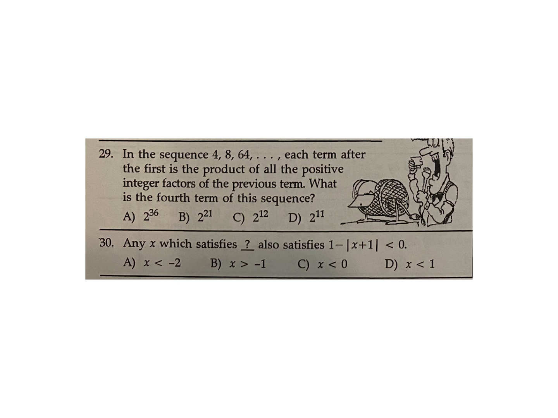In the sequence 4, 8, 64, and so on, each term after the first is the product of all the positive integer factors of the previous term. What is the fourth term of the sequence? Okay, so let's see. It starts off with 4, and then the integral factors of 4 are 2, 2. So then what they do is they multiply these together to get the next term. Is that right?